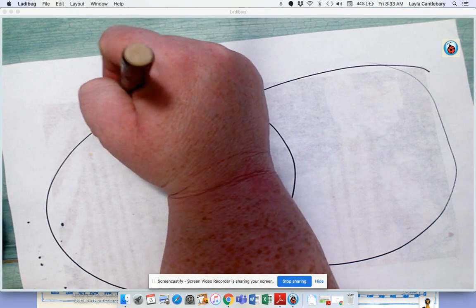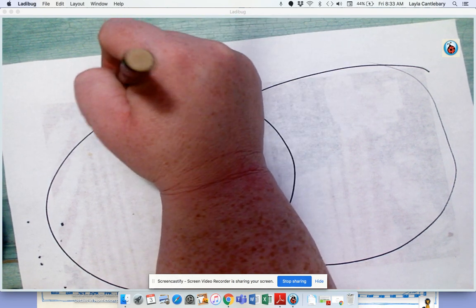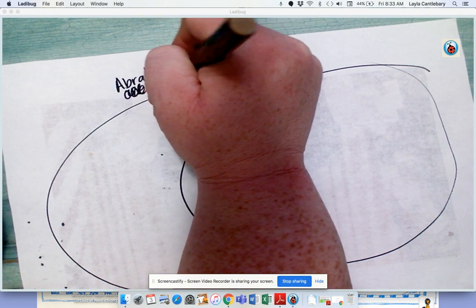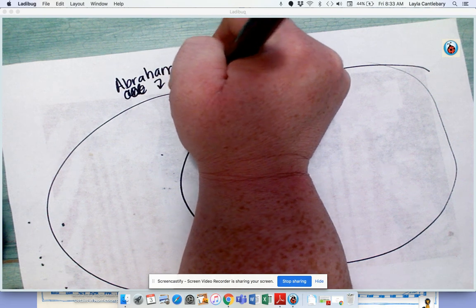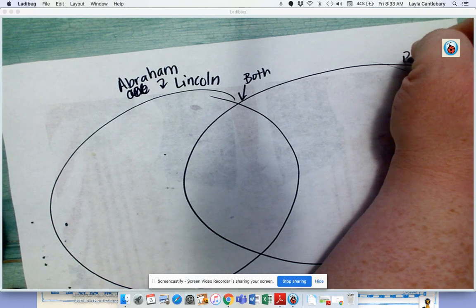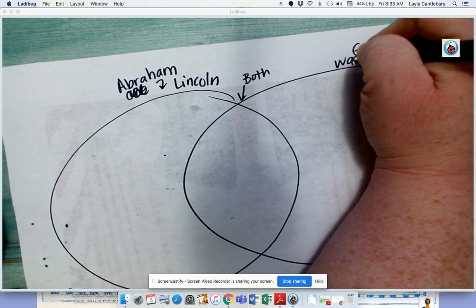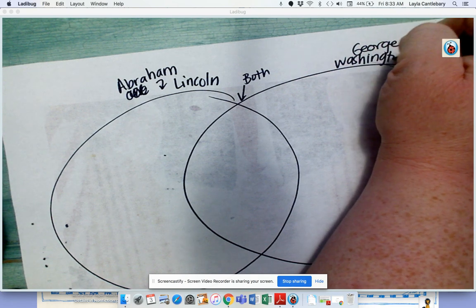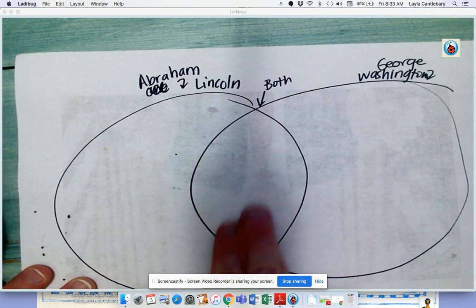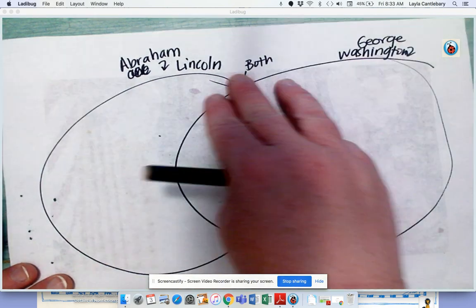This is one book, one passage. So you might say Abraham Lincoln. This one in the middle would be both. And then this one over here would be George Washington. And you would say how the passages, not the people, but the information in the passages, were the same, and how the information in the passages was different.